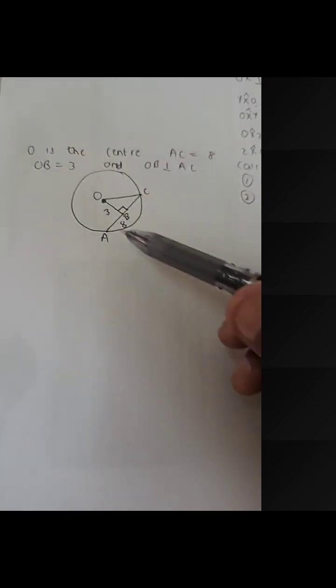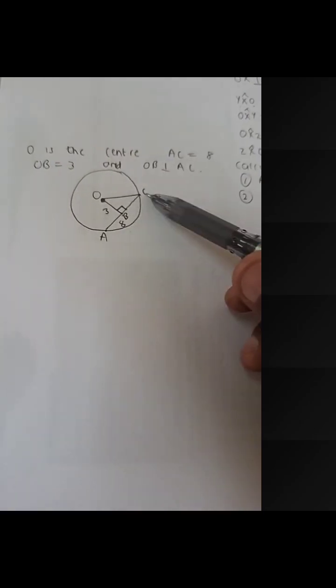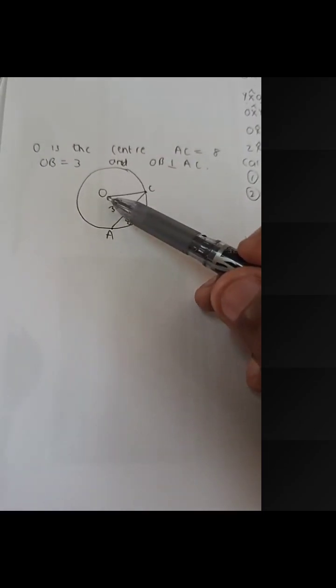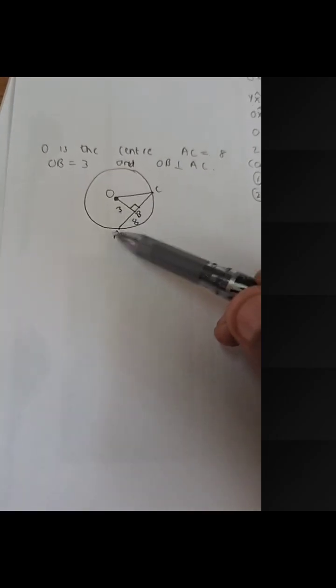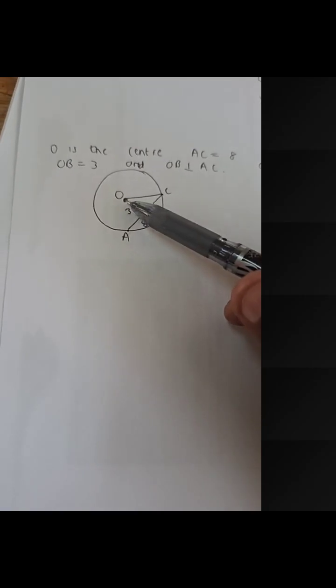we learned that a line from the center perpendicular to the chord. What happens with a line from the center perpendicular to the chord? What do we know about a line from the center that is perpendicular to the chord? By the way, AC is a chord. I'm sure you guys can see that. AC is a chord. OB is the line from the center perpendicular to the chord. So what result do we know about a line from the center perpendicular to the chord?